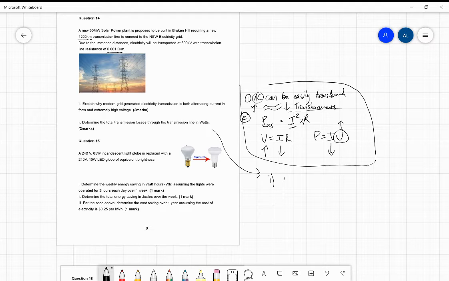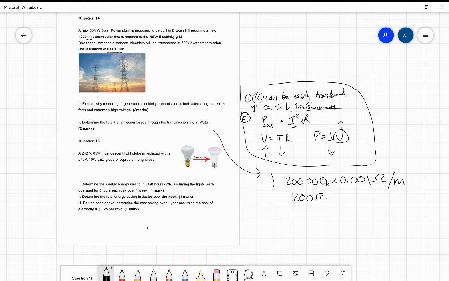So the total resistance is simply 1,200 kilometers. So we're going to turn that into meters, multiplied by 0.001 ohms. And that's simply because we have 1,200 kilometers multiplied by 0.001 ohms per meter. So if I multiply this out, we get 1,200 ohms. All right, so we know the resistance in the circuit from the grid to wherever it is we're going.